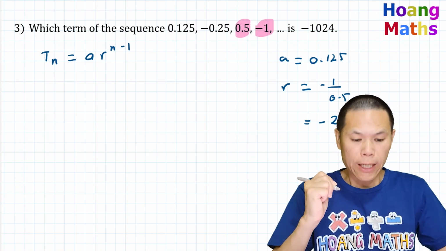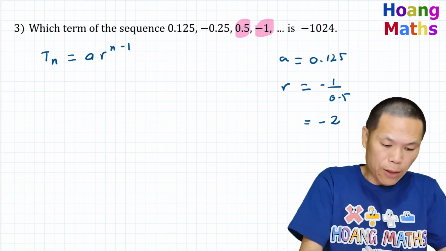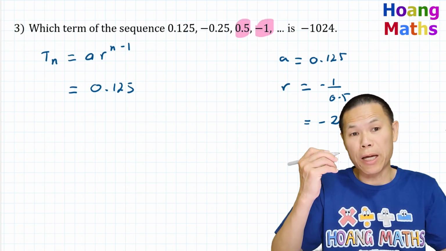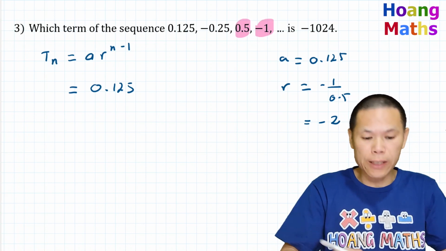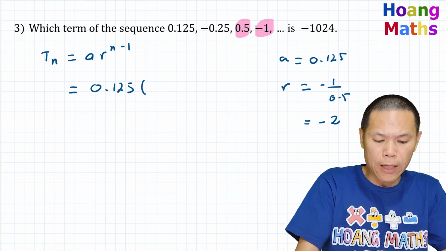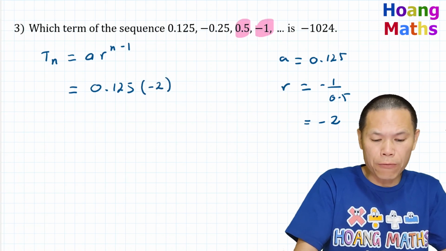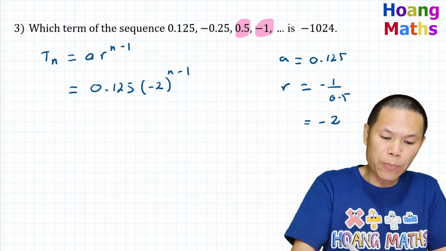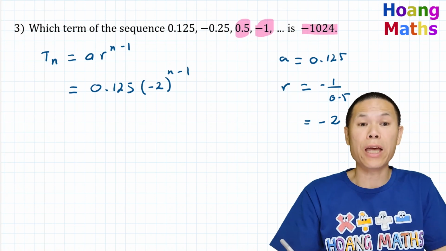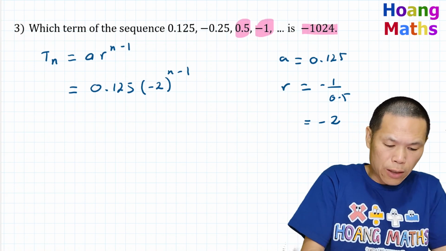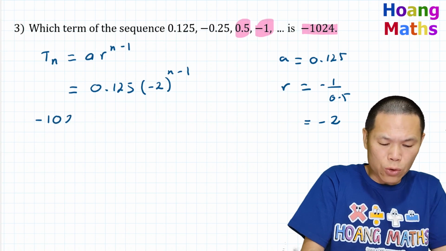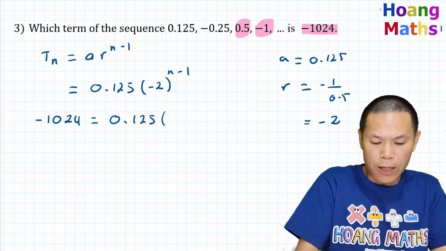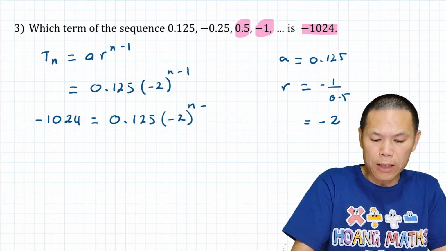And we know that A is 0.125. So it's equal to 0.125 times R, and in this case, R is negative 2. So better I just bracket negative 2 and then to the power of n minus 1. So there you go. So now we know that the nth term is negative 1,024. So negative 1,024 is equal to 0.125 times negative 2 to the power of n minus 1.